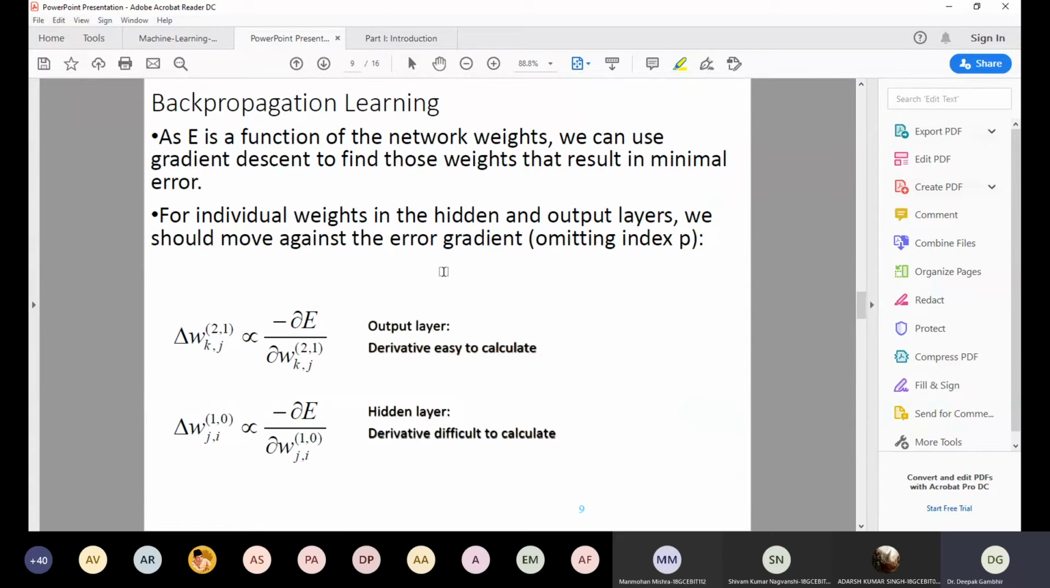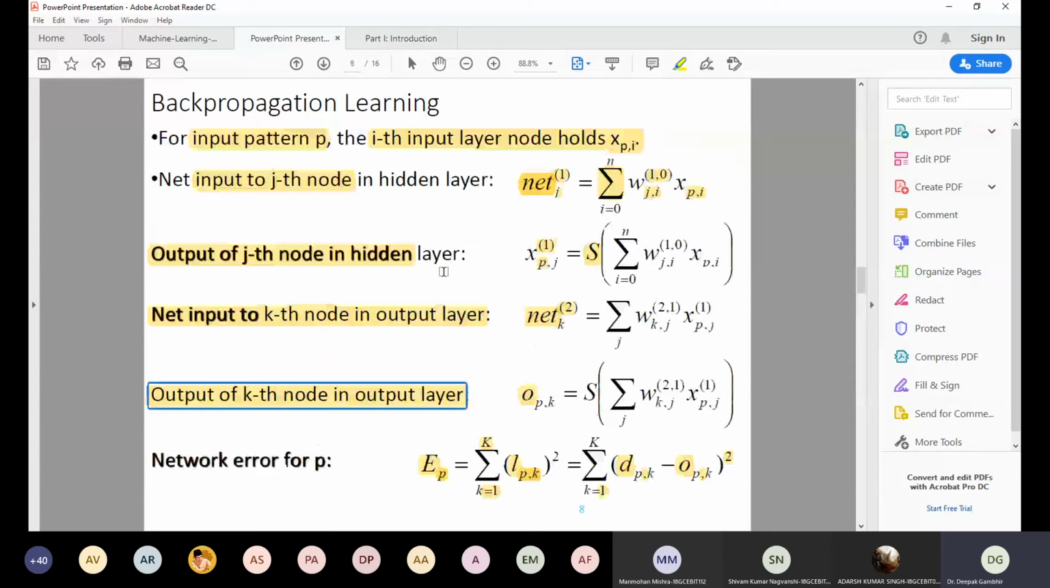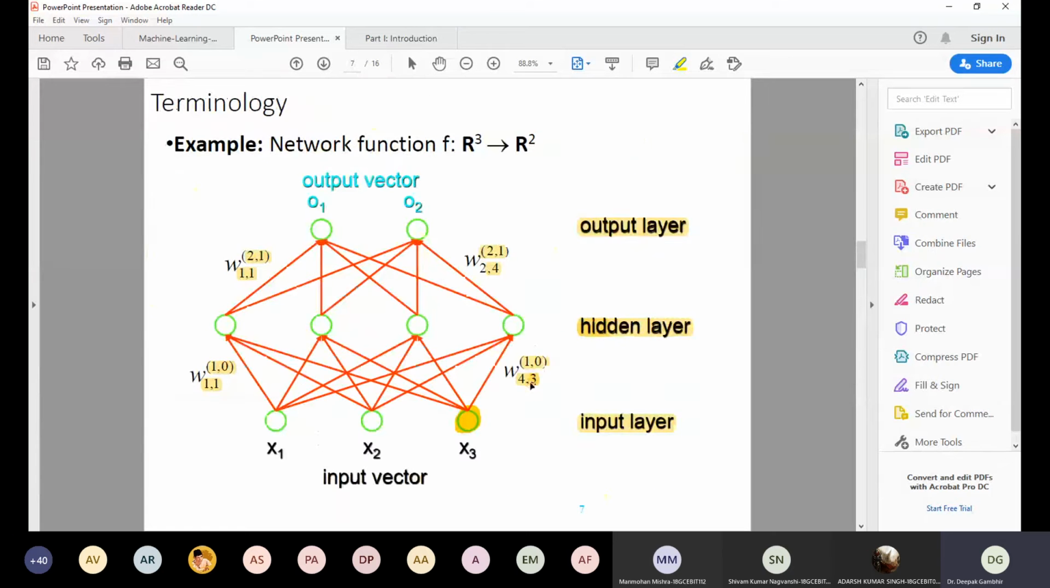If you want to train the network, as I have told you, you are now designing the multi-layer network with the back propagation learning. So in that case you need to train two kinds of weights: the weights between the input layer and the hidden layer, and the weights between the hidden layer and the output layer. You need to train these two kinds of weights.